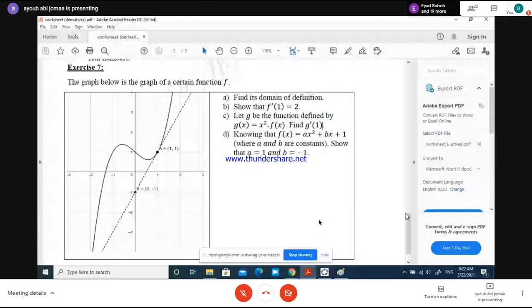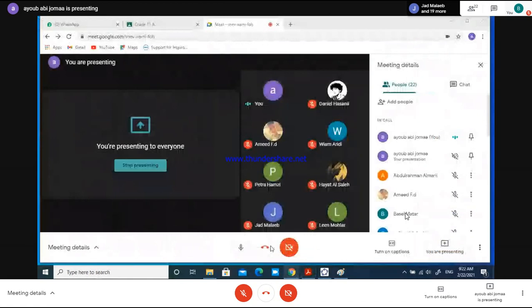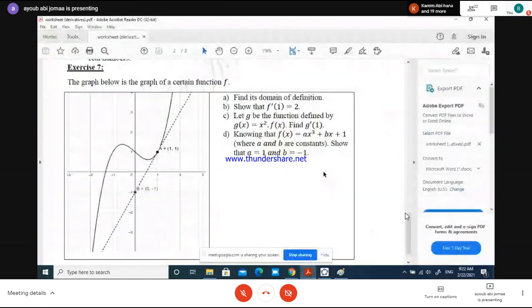Now, part D. Given that f of x is equal to ax cubed plus bx plus 1, where a and b are constants, show that a is equal to 1, b is equal to -1.